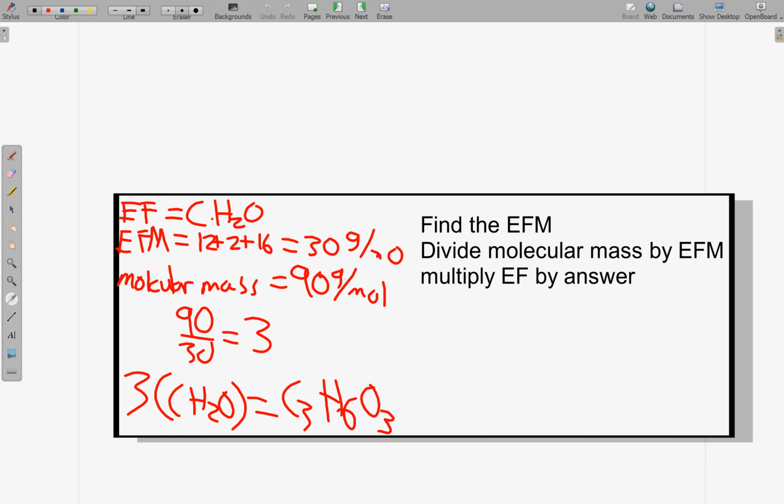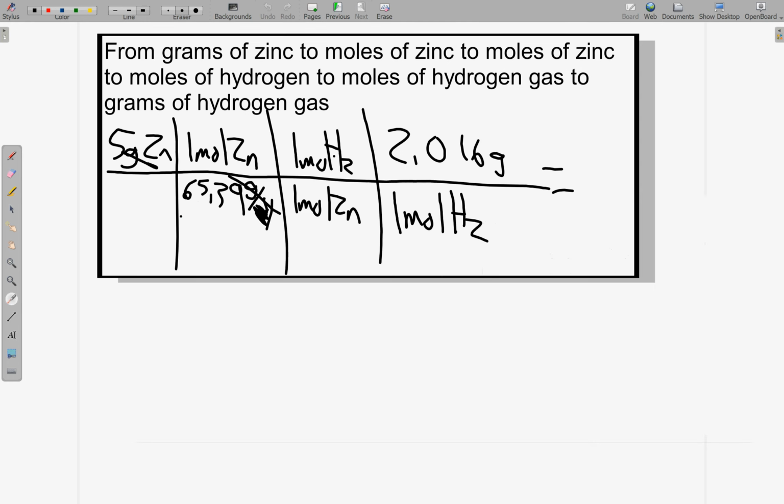So 3 times 1 carbon is C3. 3 times H2 is H6, and 3 times oxygen is going to be O3. Right? And then C3H6O3 would be your final answer.